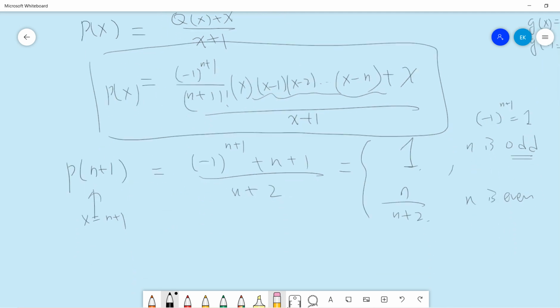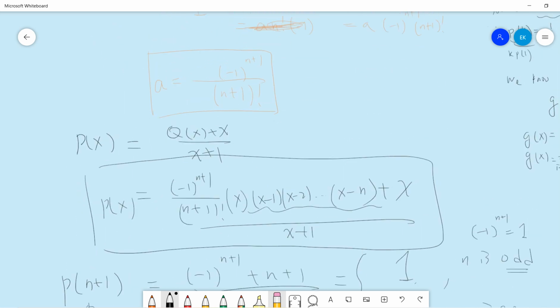Now you can check with a simple exercise. If you use exactly the same way for the n equals 2 case, you should get p of 3 to be 2 divided by 4, so it's a half. Just an interesting question.